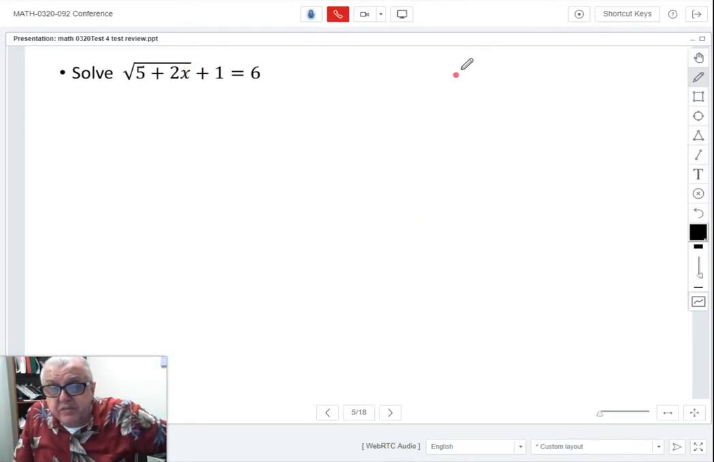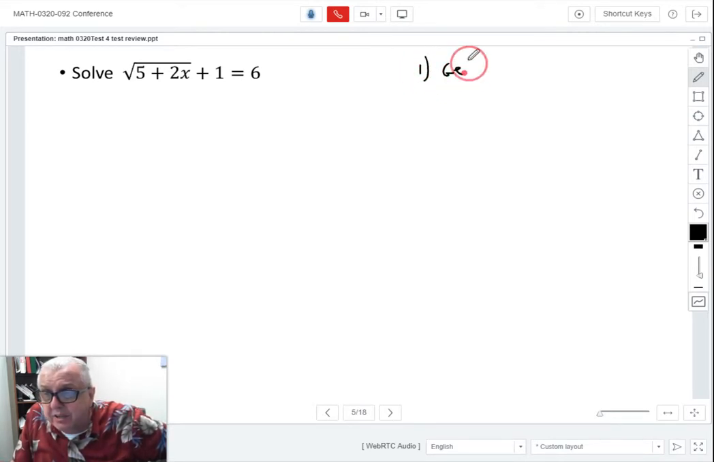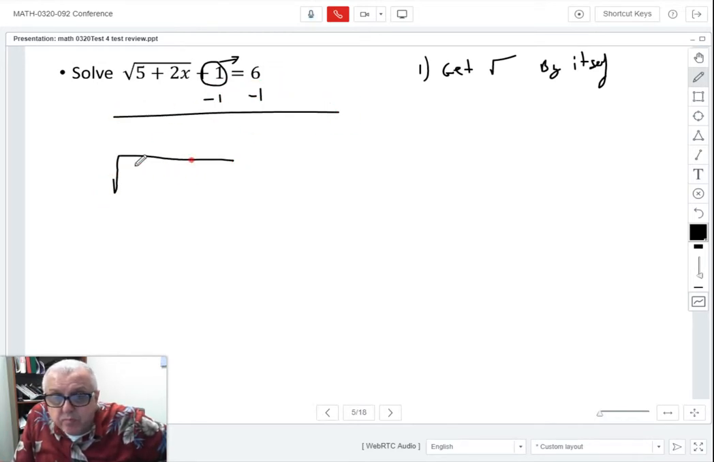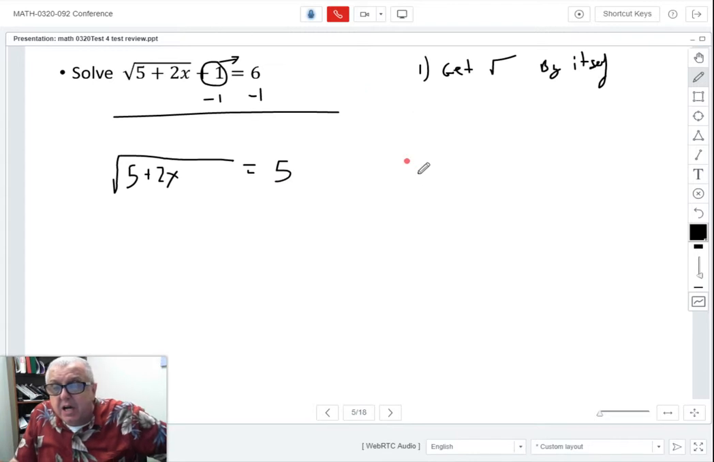Solving. So the steps for solving problems with radicals in them. Step one, get the radical by itself. Get the root by itself. So in other words, I need to take this one to the other side. It's a plus one, so I'm going to subtract one from both sides. Six minus one is five.